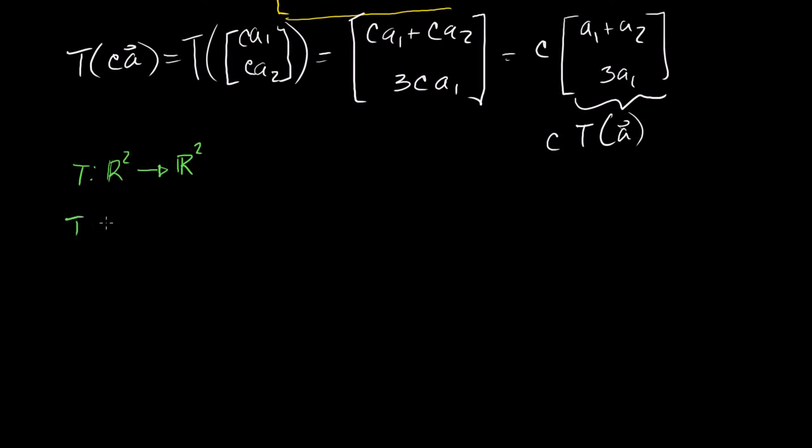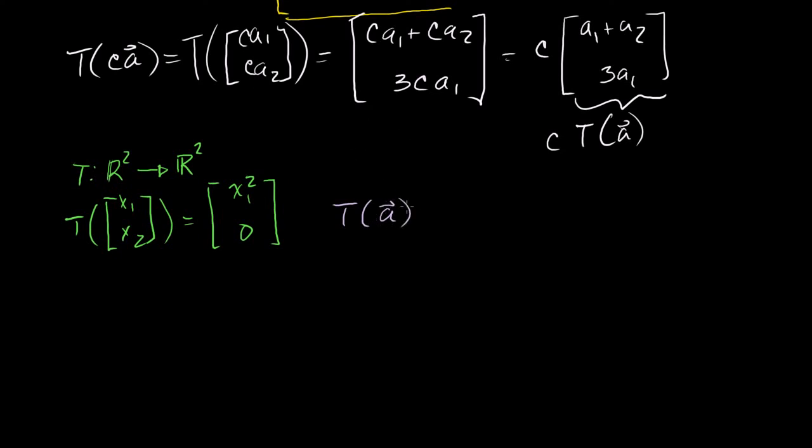But I'm going to define my transformation. Let's say my transformation of the vector x1, x2 is equal to x1 squared and then 0. Just like that. Let me see if this is a linear transformation. So the first question is, what's my transformation of a vector A? Where A is the same A that I did before, it would look like a1 squared and then 0.